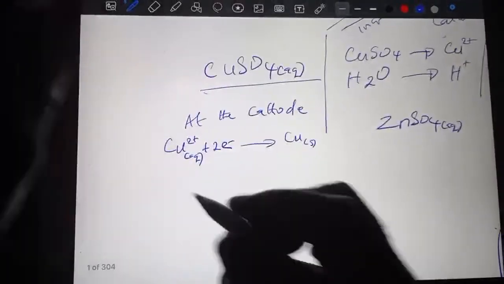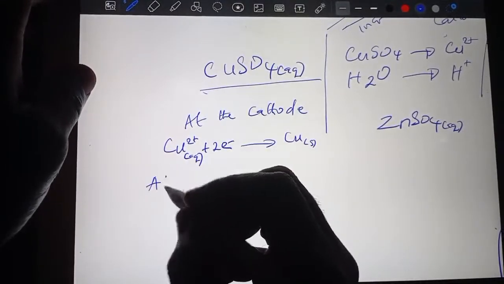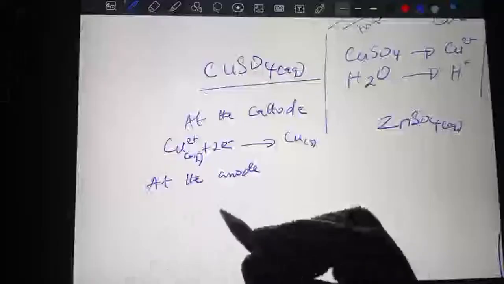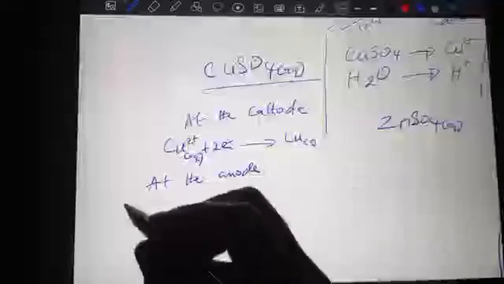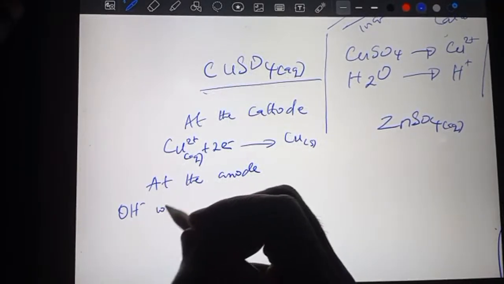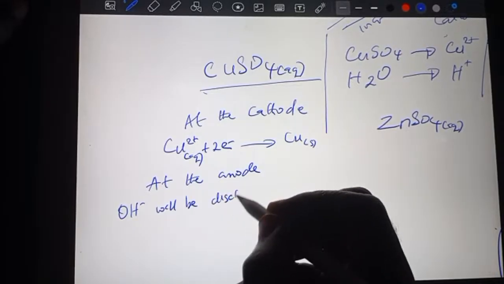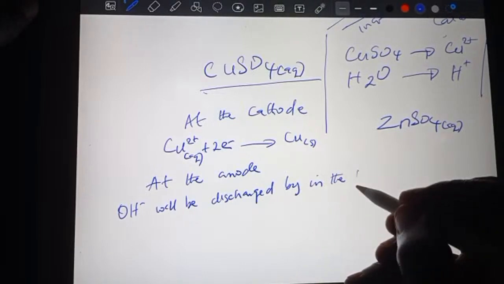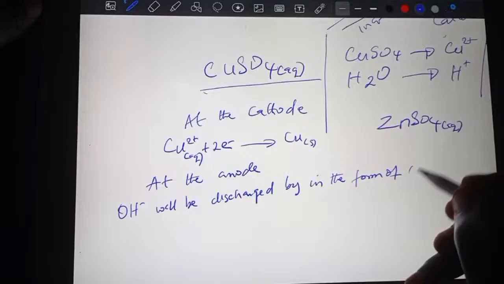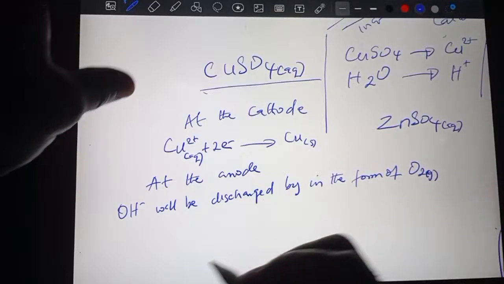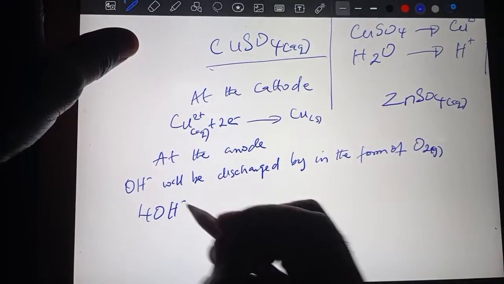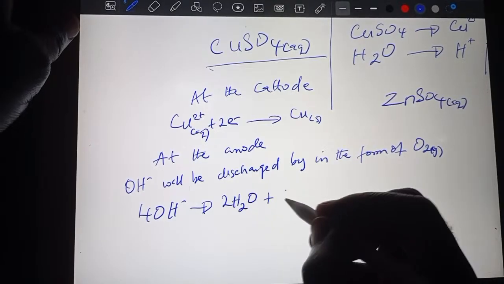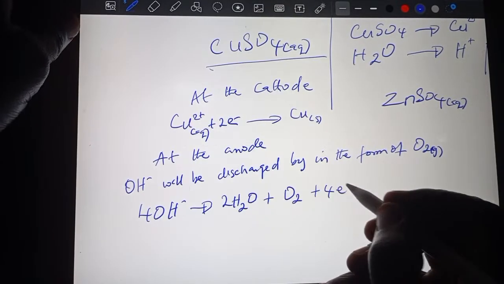Let me finish it up. At the anode, OH is discharged in form of oxygen gas. So hydroxyl ion will be discharged, but in the form of what? Oxygen gas. So the half cell equation is simple. 4OH minus to give 2H2O plus oxygen gas plus 4 moles of electron.